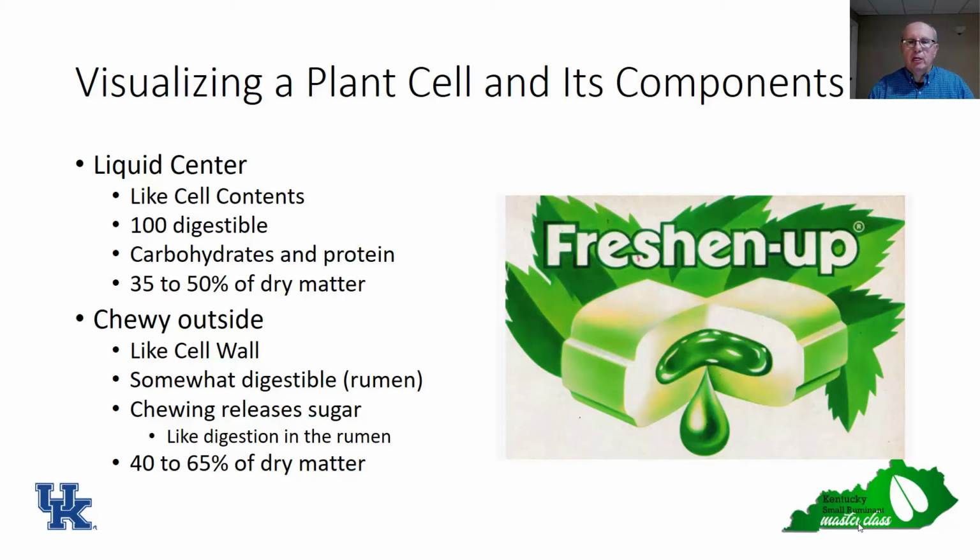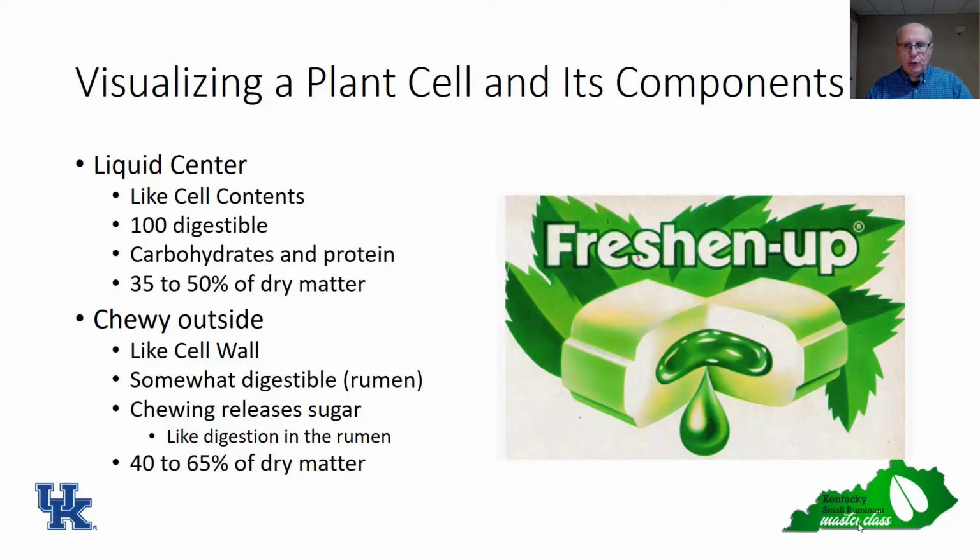the Freshen Up gum. Freshen Up gum was a gum marketed in the 1980s or so, and sold on its uniqueness, the fact that it had a liquid center. It had chewing gum around the outside, and then you would bite it and they would say you would get a burst of flavor. That liquid center, I want you to compare in your mind as we go throughout this lesson to the cell contents, the middle of the cell, because that gum is a very good analogy to a cell.